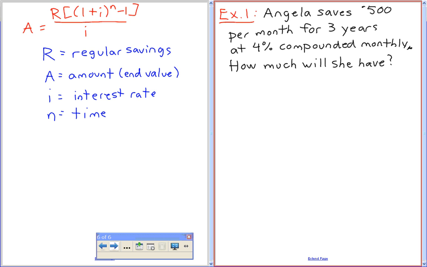I'll start with you, Haley, and we're going to move to the right. All right, so again, Angela saves $500 a month for 3 years. How much will she have? All right, Haley, can you recite from memory or from the board the RAIN formula for me, please? Go ahead.